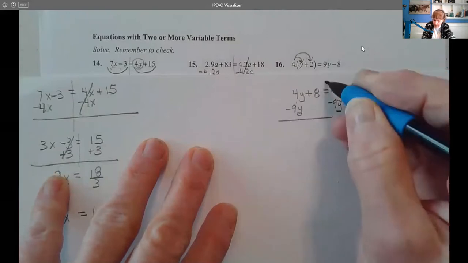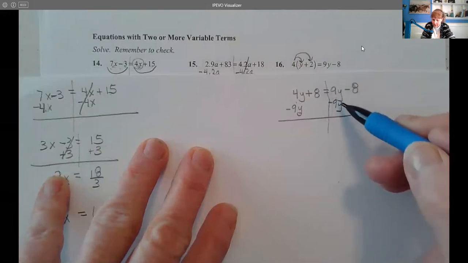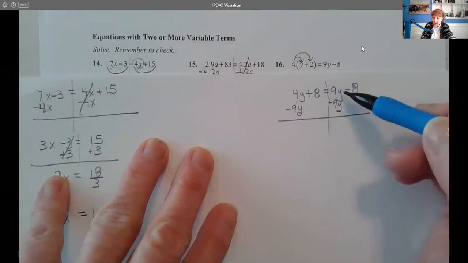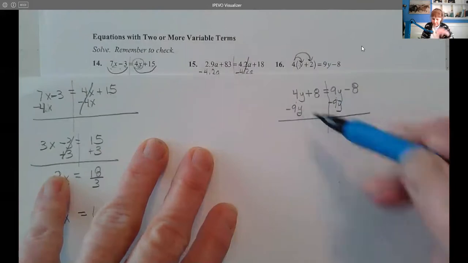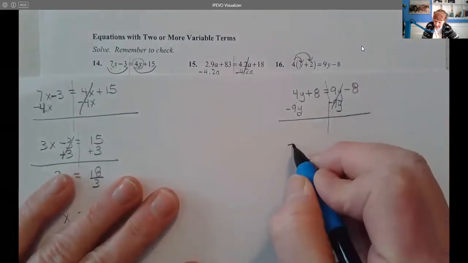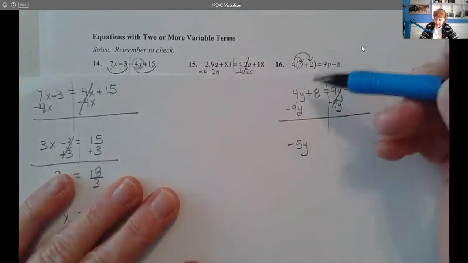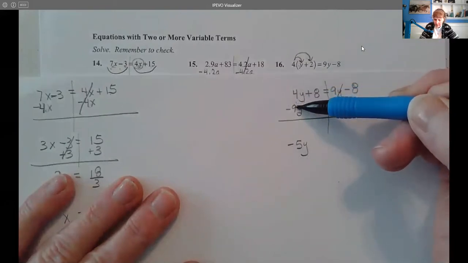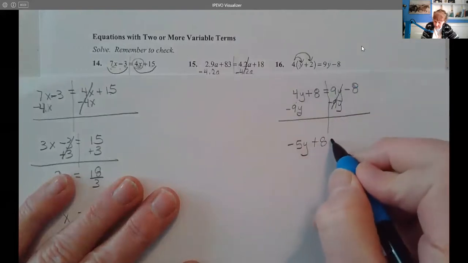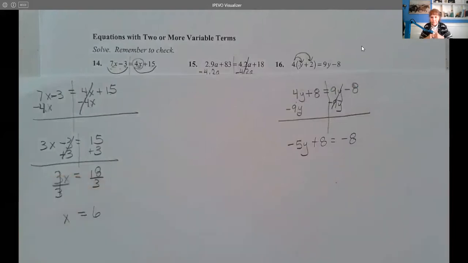So again, I wanted to move this entire term over. So I'm going to get rid of it. I want to get rid of the entire thing. So I'm going to add its opposite. That will get rid of it over here. Minus 5y, when 4 and a negative 9 is a minus 5. Plus 8. Okay. The only thing that's on that right-hand side now is the negative 8. I got rid of the 9y by adding its opposite to both sides.